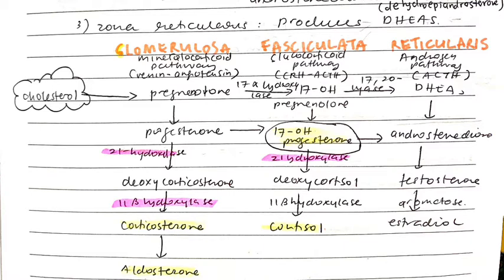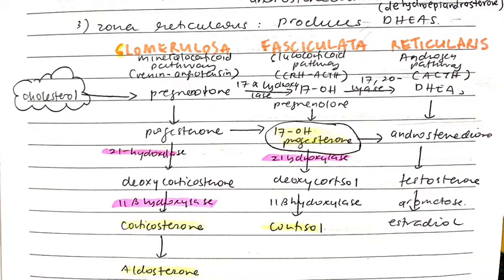While the zona fasciculata is called the glucocorticoid pathway, and the end product is cortisol. Cortisol is important as it's also called the stress hormone. It mainly increases the glucose production. The reticularis is the androgenic pathway, which produces the sex hormone, which is mainly important in the female, as the male has another testosterone producing organ, which is the testis.